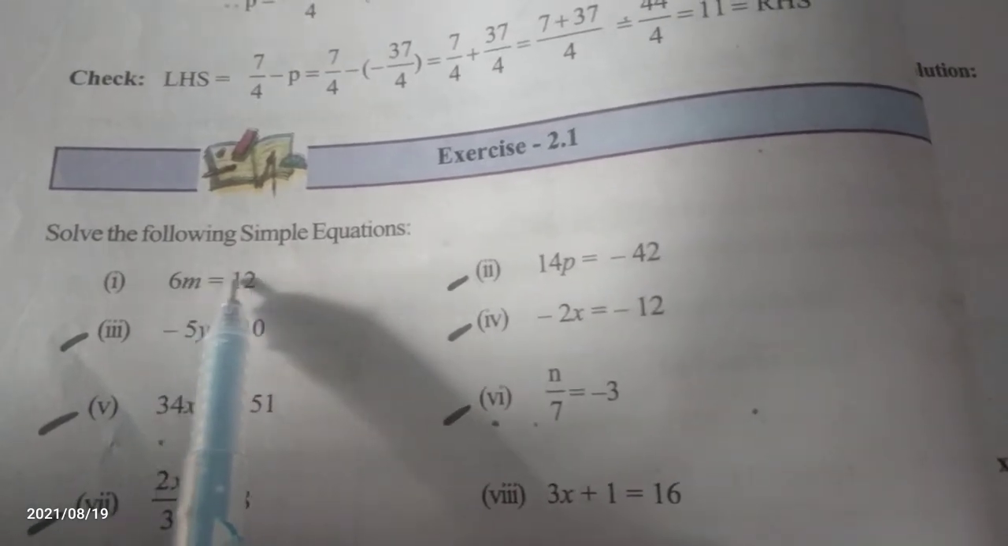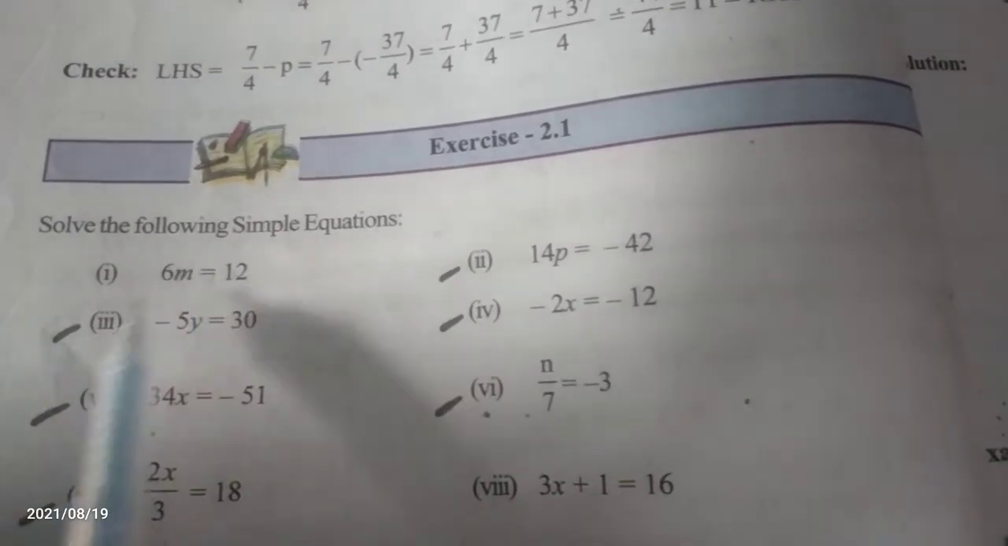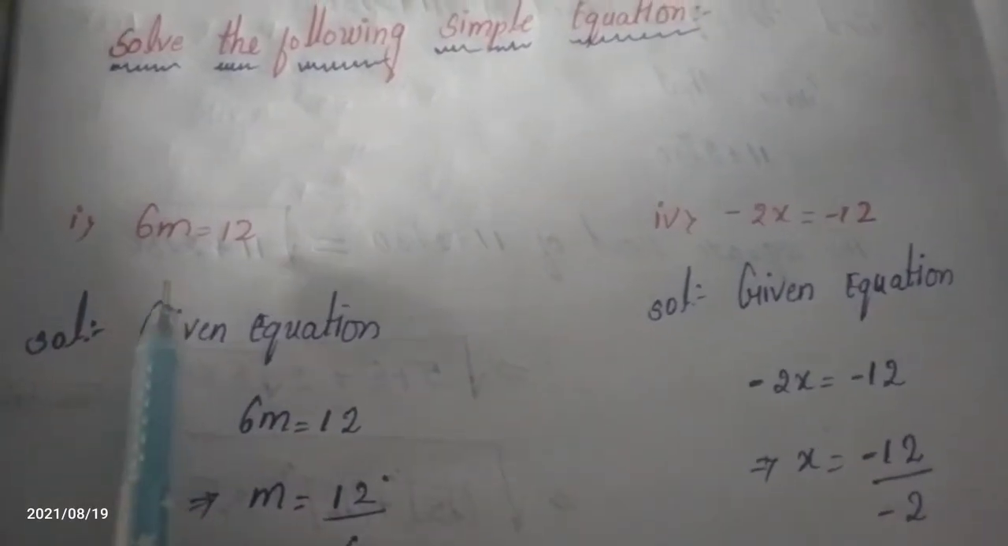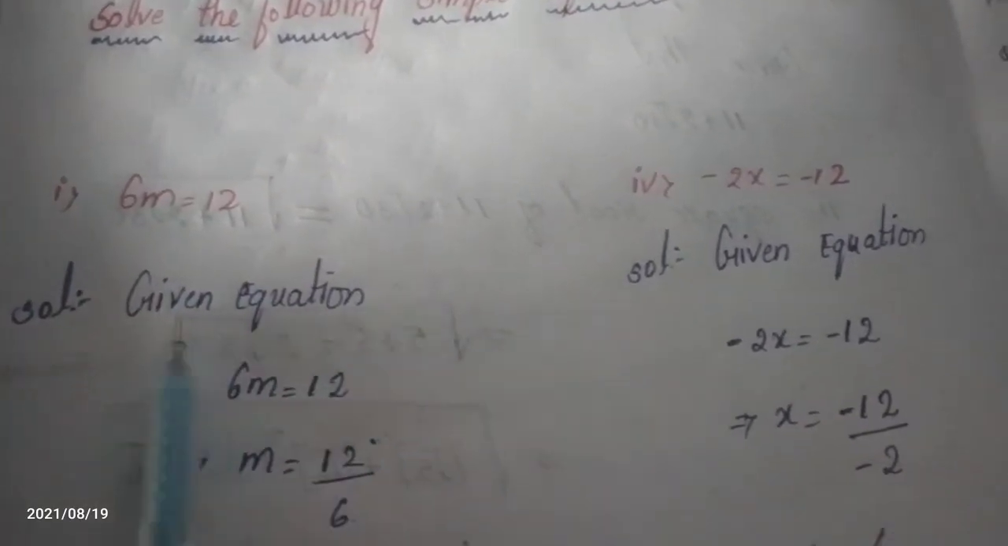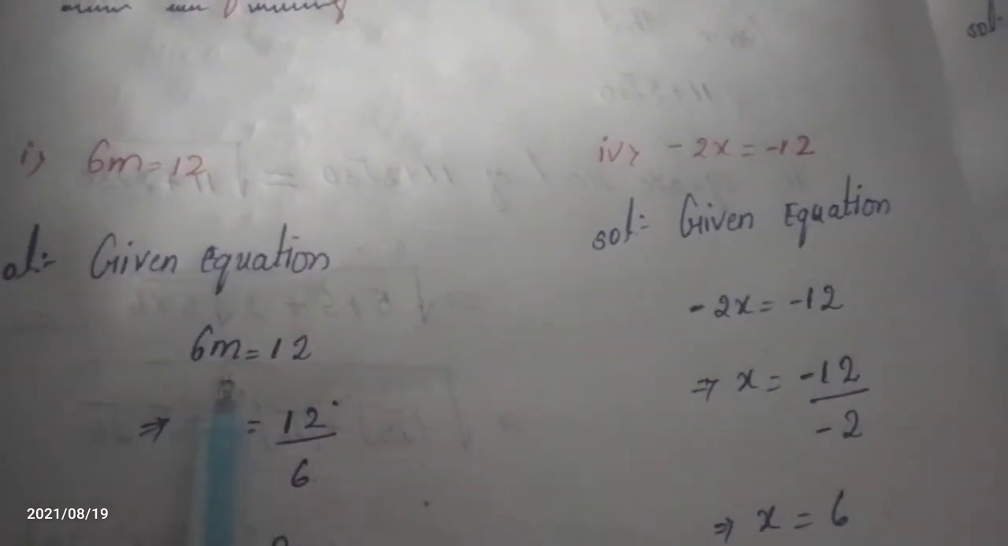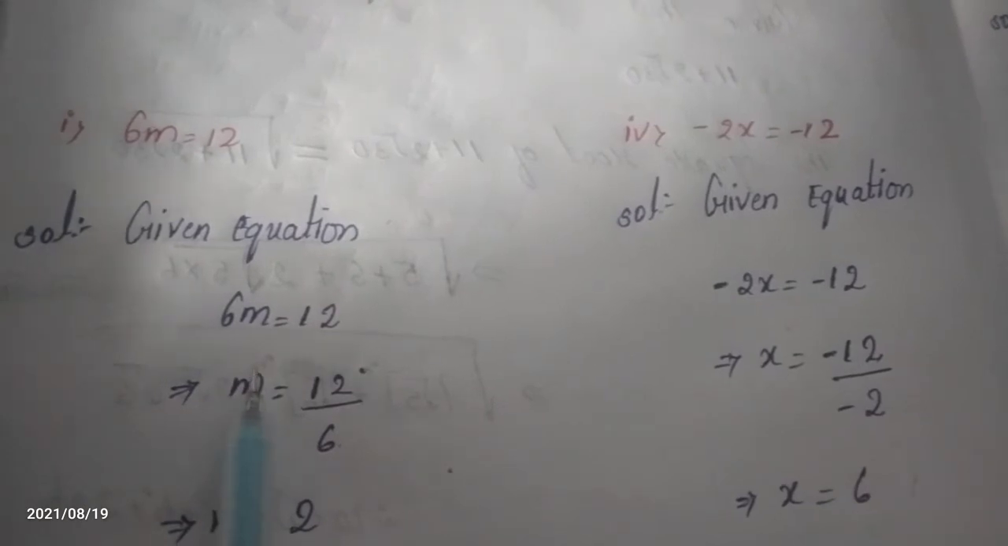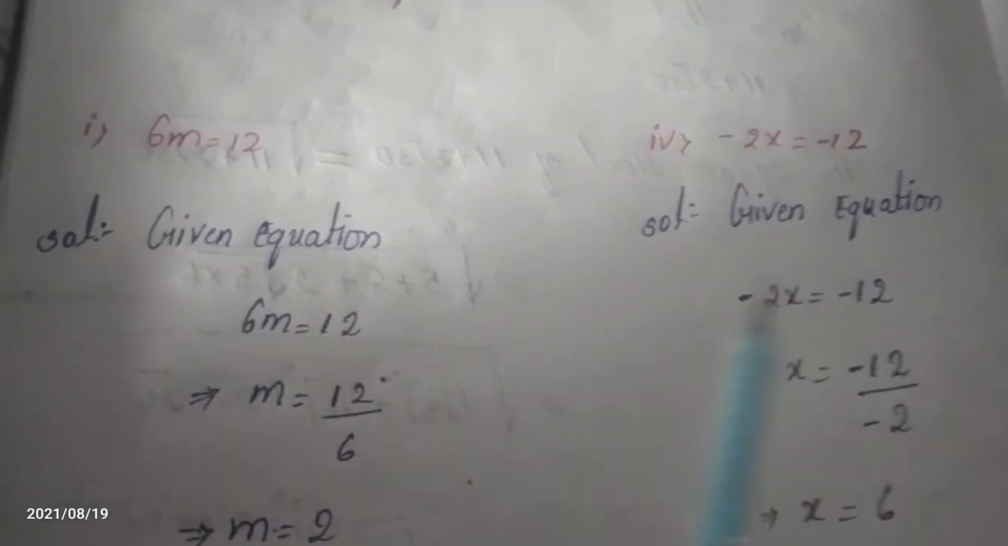6m = 12. Let's find the value of m. This is your answer. First you have to write the given equation, then 6m = 12. We have to find m, that's why we keep m alone, and the remaining terms we send to the other side.